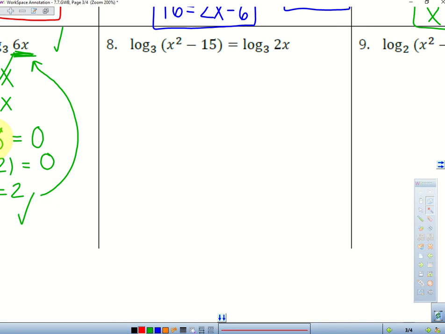All right, so we look. Our base is the same. So what can we do with the insides? You can just set them equal to each other? Yes. Then we get the 2x to the other side and rearrange it so that it's in standard form, right?